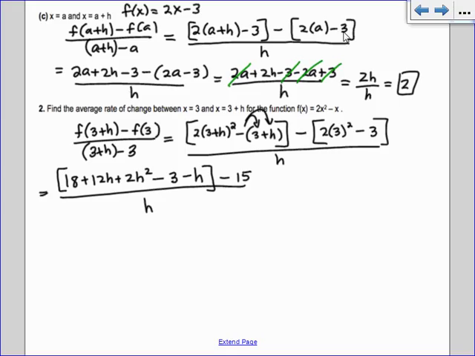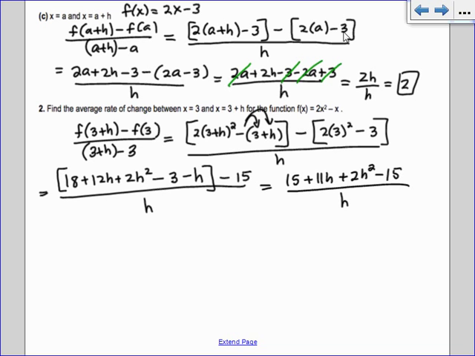Okay, we're almost there. That was the hardest part of the simplification. So now we just need to continue to combine our terms and reduce. So we have 18 minus 3, which is 15, 12h minus h, which is plus 11h, plus 2h squared, minus that 15 from before, all over h.